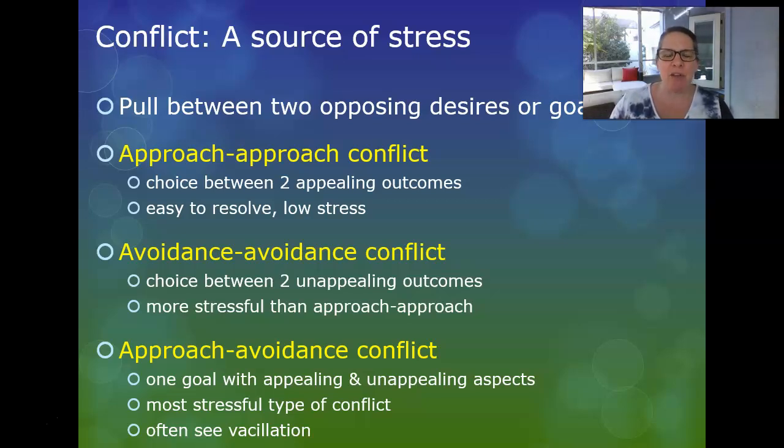Are we going to have homemade mac and cheese for dinner tonight, or are we going to have a nice steak? Both options are really great, so it's a pretty low stress sort of conflict. Then there's avoidance conflict. This is a choice between 2 unappealing outcomes, and you have to choose one, but they both sort of suck. And this is definitely a bit more stressful than the approach conflict.